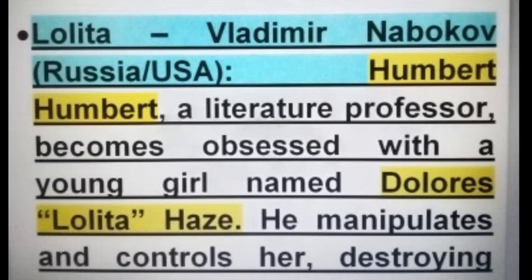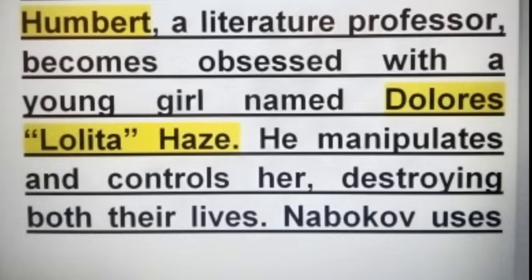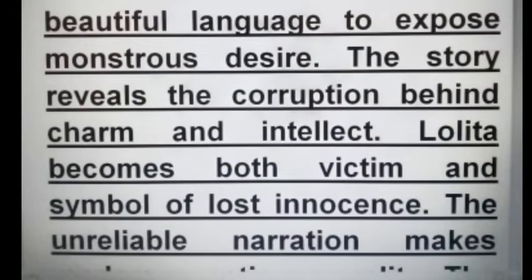The next work is from Russia or USA, we can say. That is Vladimir Nabokov's Lolita. Humbert, a literature professor, becomes obsessed with a young girl named Dolores Lolita Hayes. He manipulates and controls her, destroying both their lives. Nabokov uses beautiful language to expose monstrous desire.